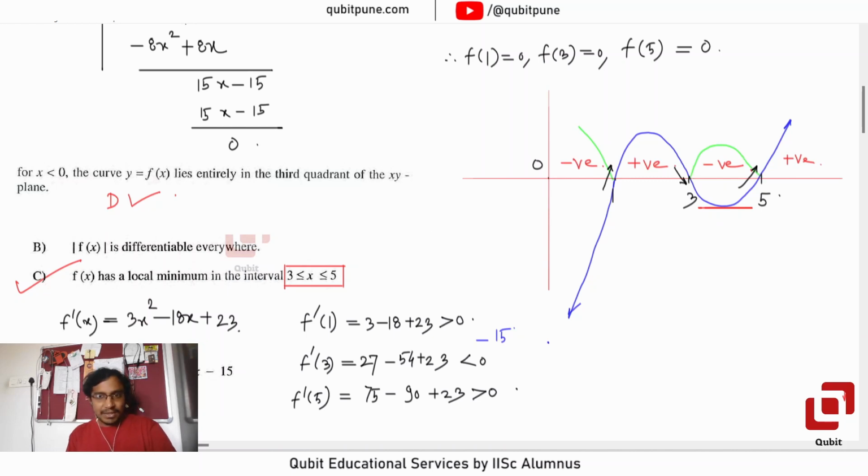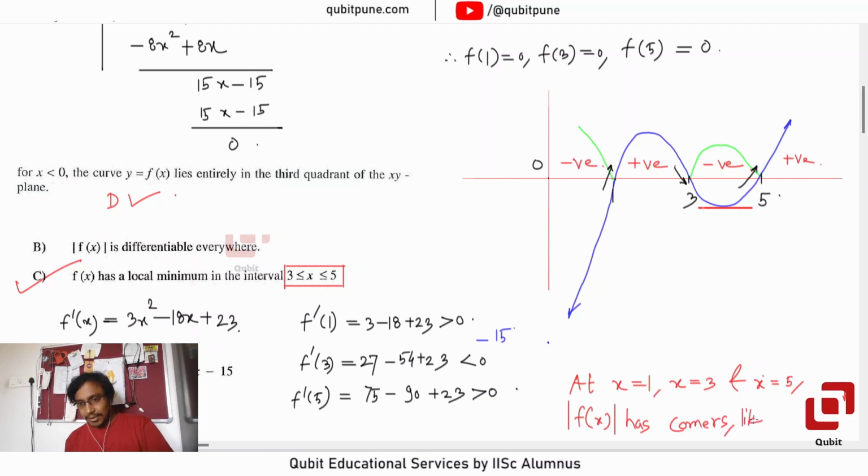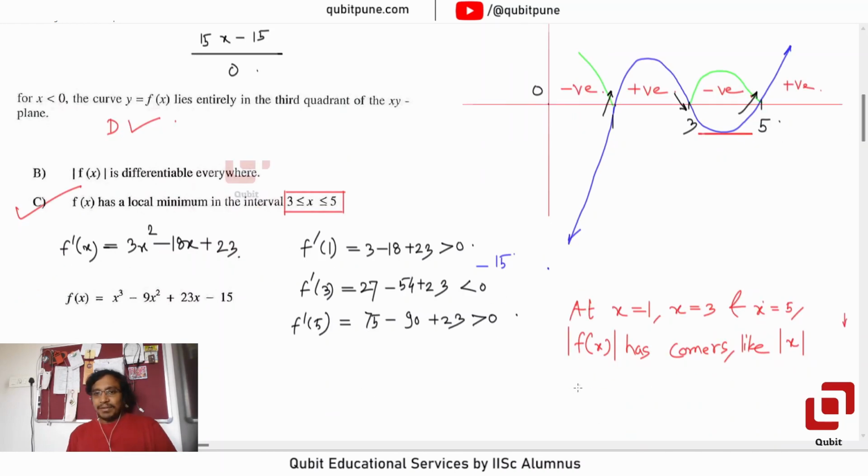Because of these corners at x equal to 1, x equal to 3 and 5, mod f of x has corners. Now because of that it won't be differentiable. So it's not differentiable here, so B is not right.